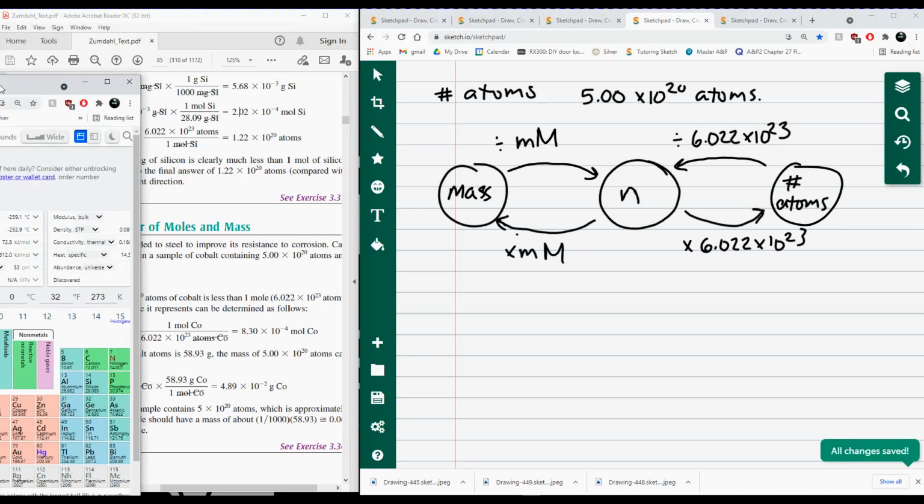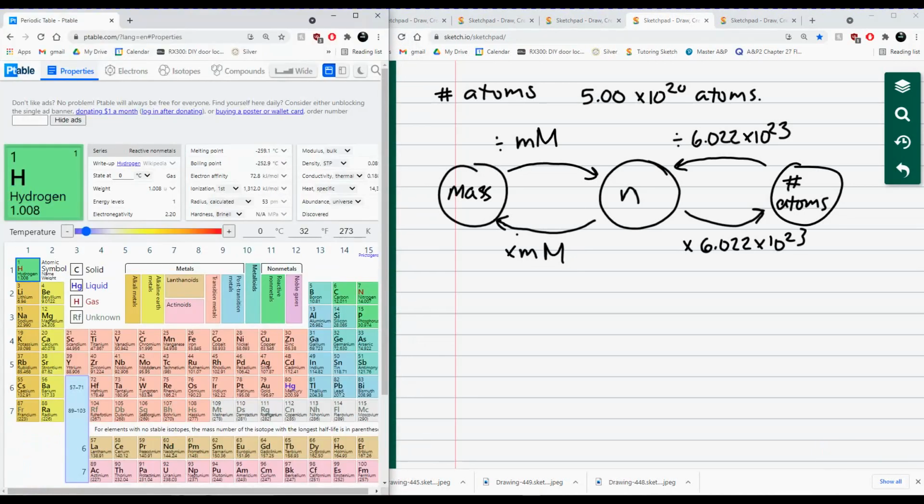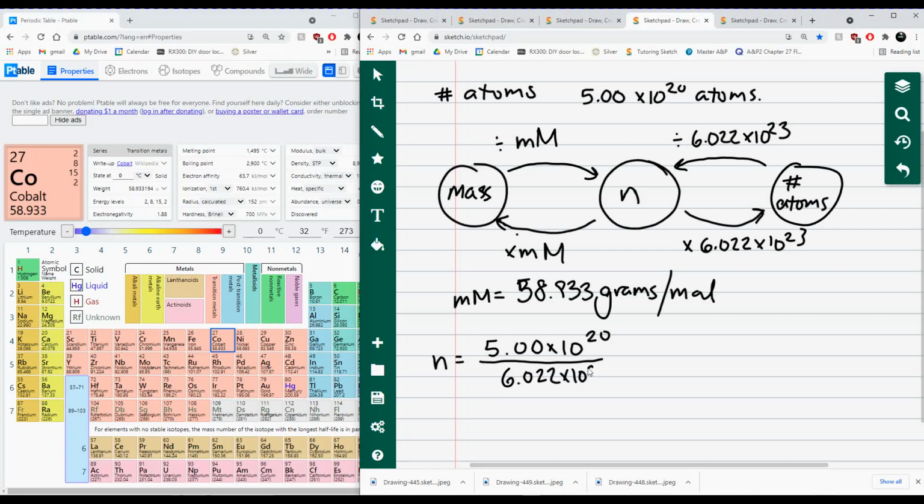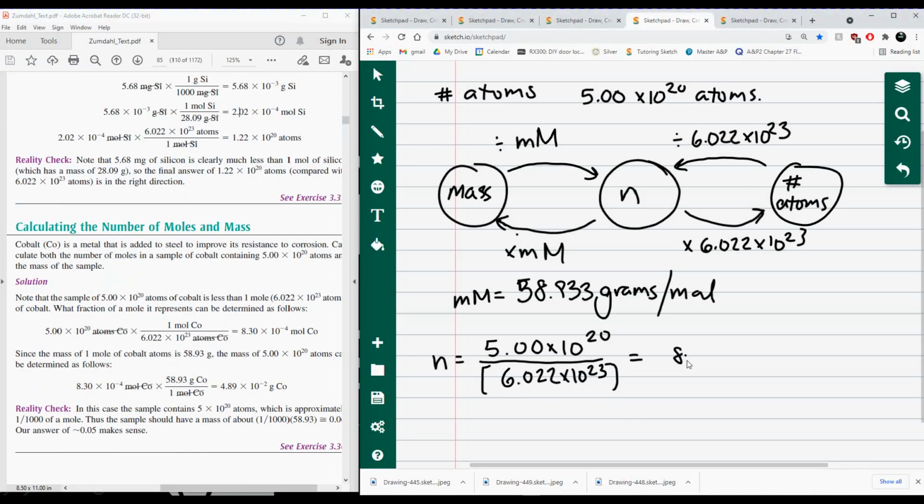And so as we look at the periodic table, we have to find where cobalt is located, which will be atomic number 27, where the molar mass is going to be given as 58.933 grams per mole. And so therefore, in order to find the number of moles, moles will be equal to the number of atoms, 5 times 10 to the 20th atoms, all divided by Avogadro's number, 6.022 times 10 to the 23rd. Make sure you input this information correctly into your calculator. And the answer is going to be 8.30 times 10 to the negative 4 moles of cobalt, as given in the problem.